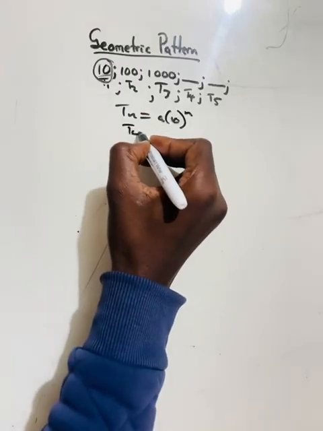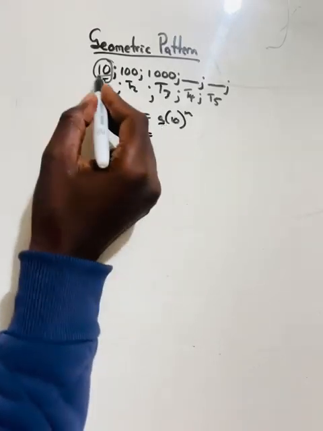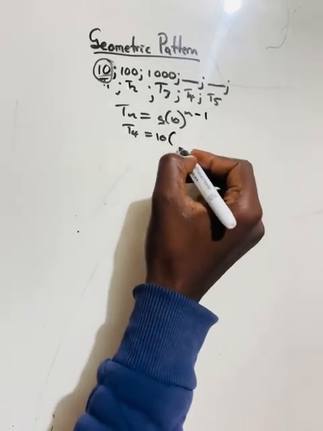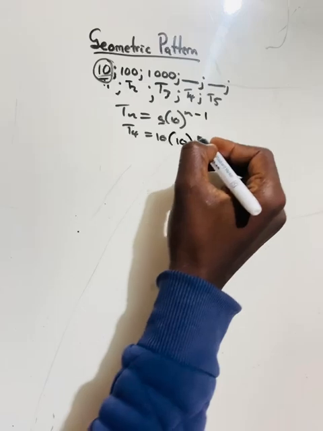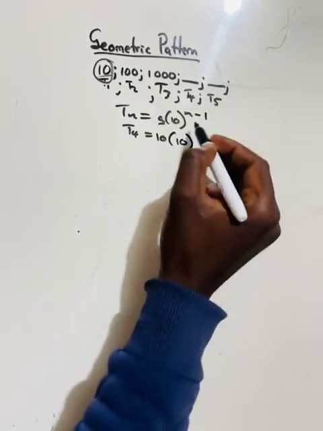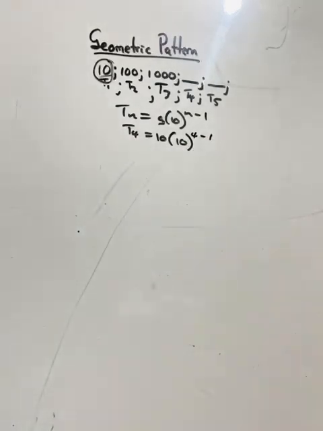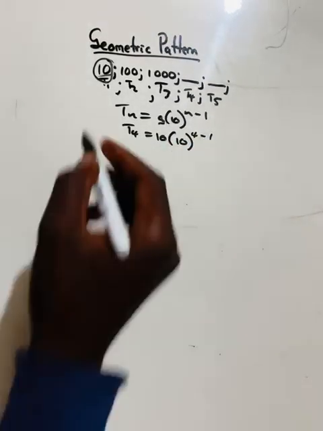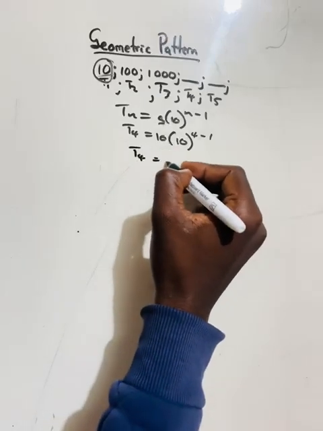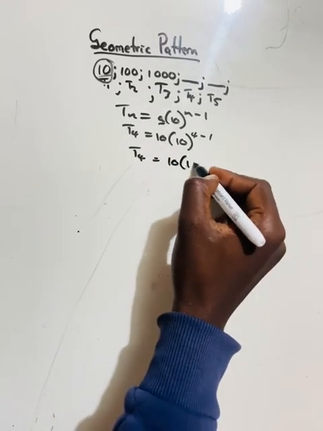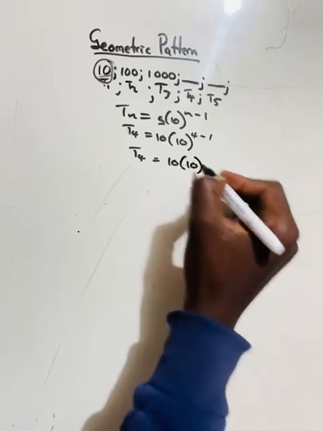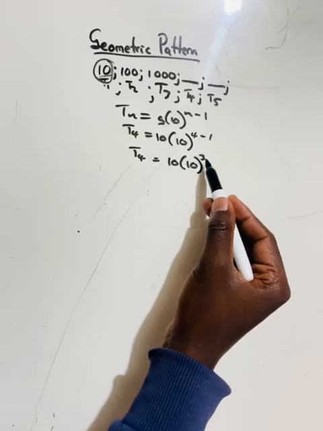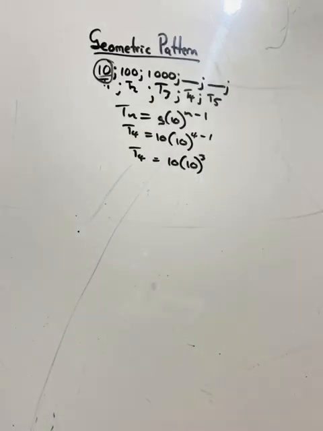So now we say term number 4 is equal to, our first term is 10, so we say 10, open bracket, it's minus 1 there. So we say 10 to the power, we're at position number 4, so we now say 4 minus 1. Please don't make the mistake of forgetting the negative 1. Term 4 is equal to 10, open bracket, 10, close bracket, 4 minus 1 is equal to 3. So we've got 3 there. And 10 to the power 3 gives us what? It gives us 1,000, right?